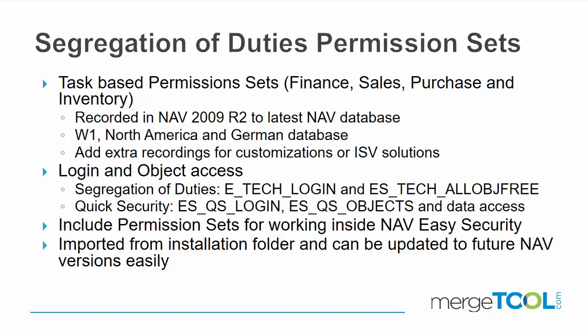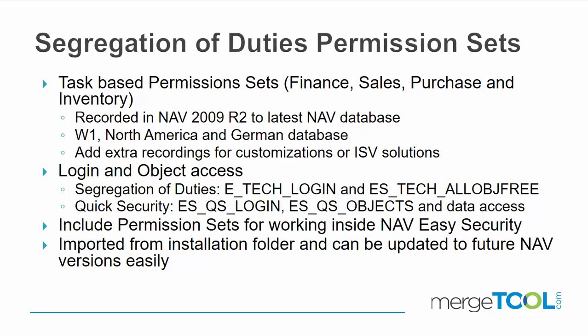The permission sets have been recorded all the way from 2009 to the latest NAV version. They have been tested in W1, North America, and the German database. So out of the box, they currently work in 18 different versions of NAV.